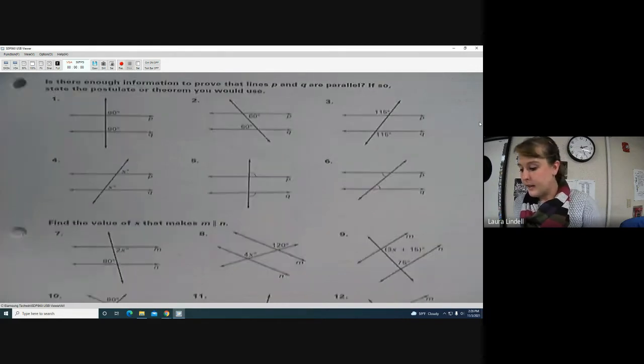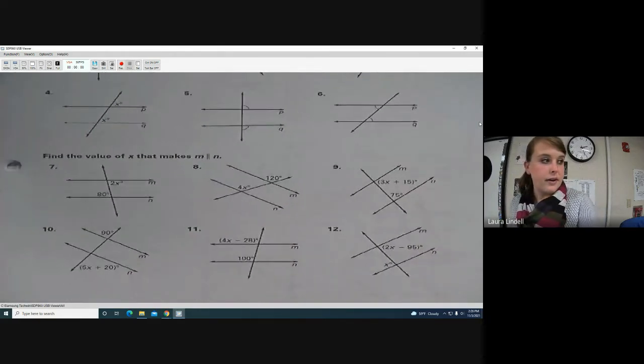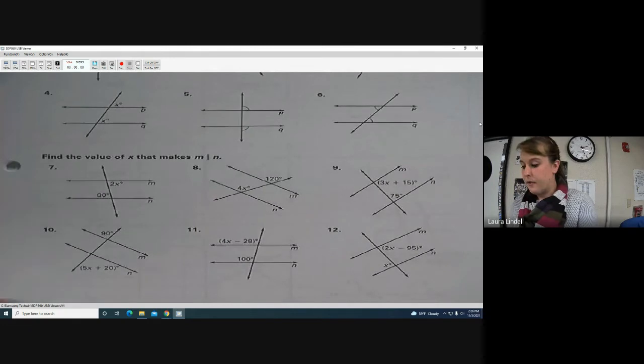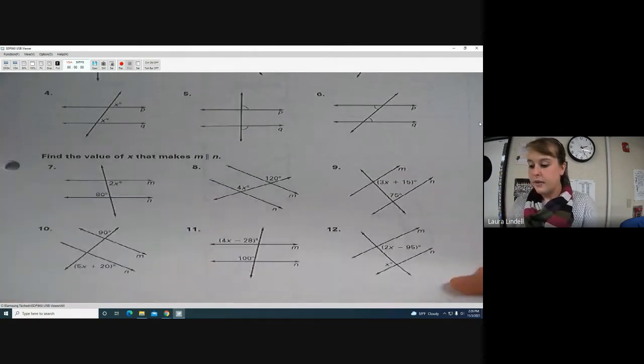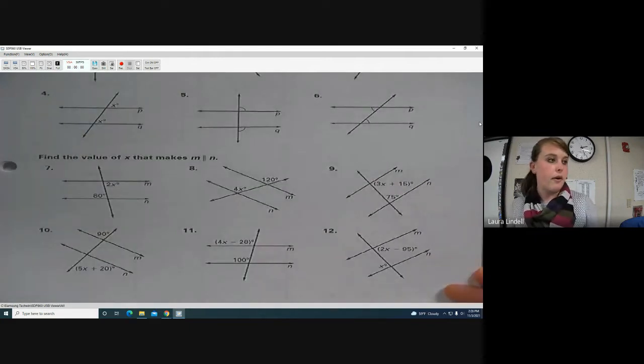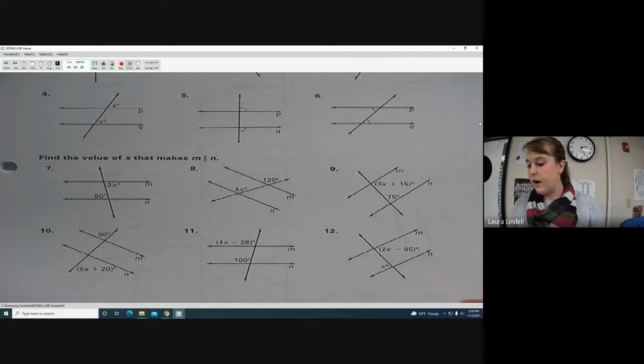And then lastly, 7 through 12 down here. These ones you're solving for x that makes m parallel to n. These are just like examples 1 through 4. So if you need to, go back to 1 through 4 examples and take a look at what you did there and see if you can figure out how to solve for x based off of those. Remember, we're looking for angle relationships, and things are either going to be equal or they're going to add to 180.